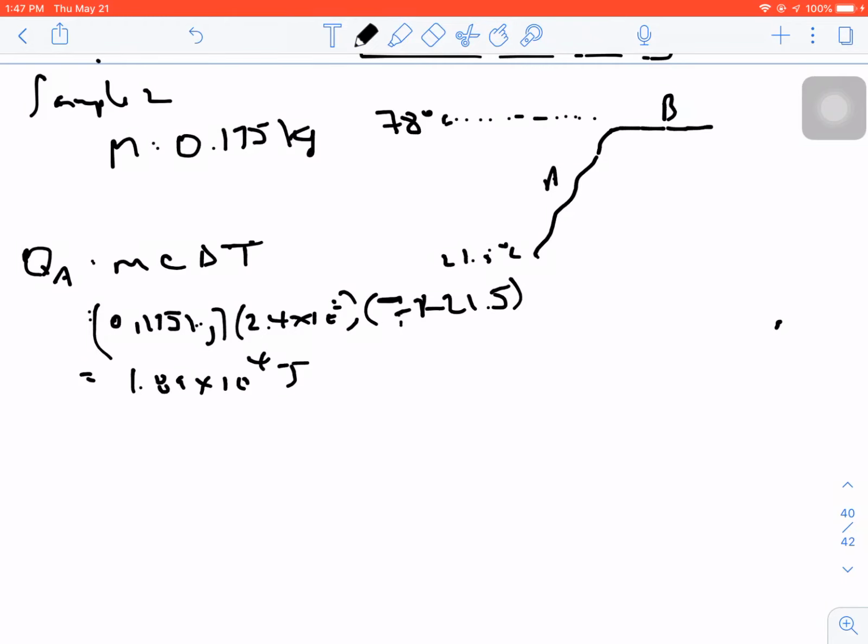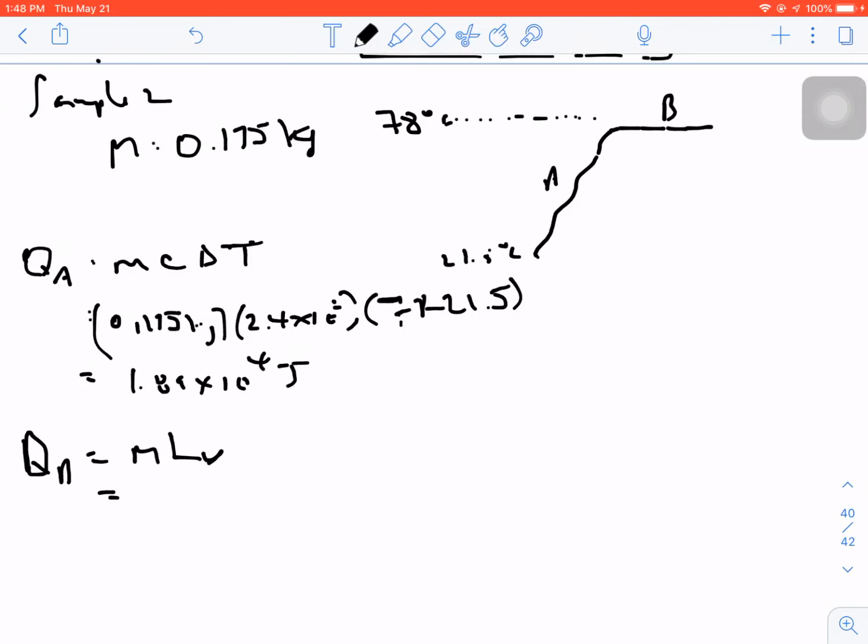Notice that my delta T is positive. Final is 78, initial was 21.5, so my delta T is positive, so my Q value is positive. That makes sense because I'm adding heat, and Q has to be positive. If I look at what's happening in part B, I've got a change of state, so I've got to use Q equals mL. Am I going to use Lf or Lv? Remember, Lf is for solid-liquid changes of state. Lv is for liquid-gas changes of state. Because I'm boiling or evaporating my ethyl alcohol, I'm going to use Lv.